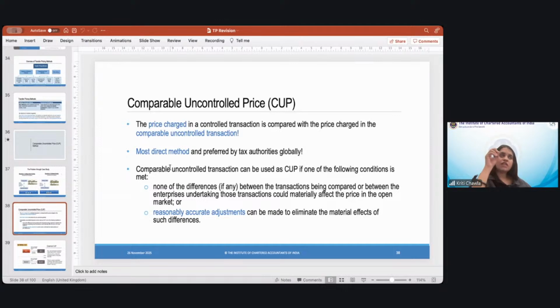But for this method to be applicable, you need to have all the information on the independent party. So what is the price at which independent parties are transacting, and is it comparable? As in, the product should be the same, the type of market should be the same, the product line should be the same, the economic circumstances should be the same, and the business strategies between these two enterprises should be the same. Then you can adopt that uncontrolled price as the arm's length price. This is the CUP method.